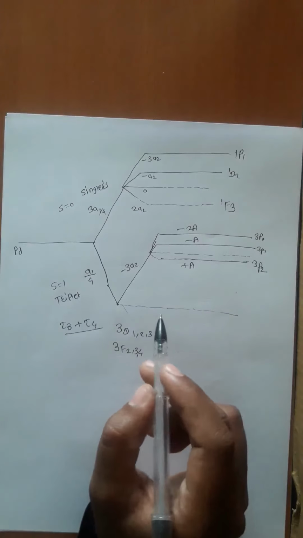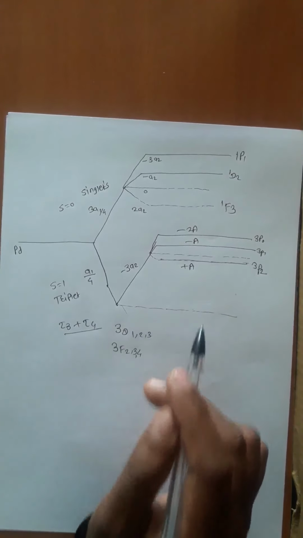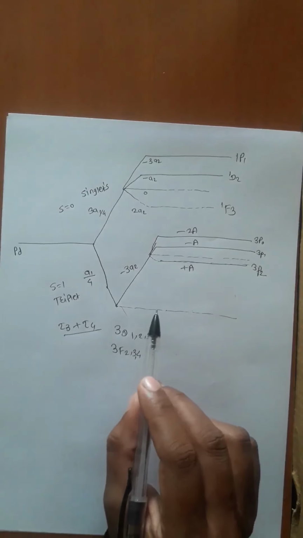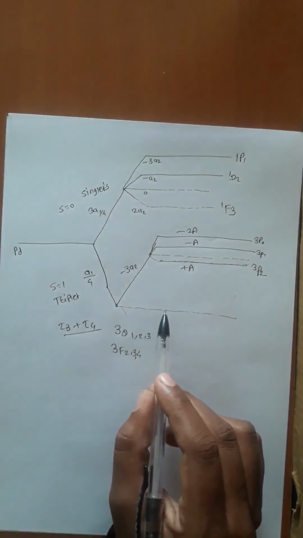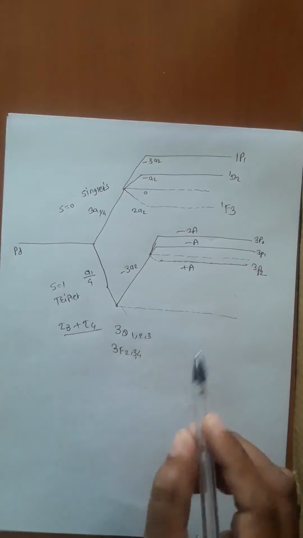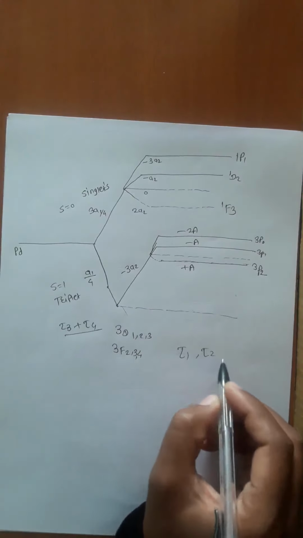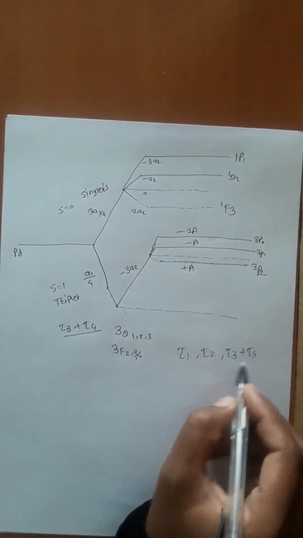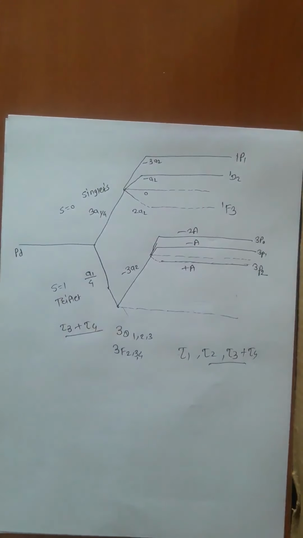Hope you will understand this problem, how we draw this configuration by using LS coupling, where we have to calculate tau 1, tau 2 and tau 3 plus tau 4. Okay, thank you so much.